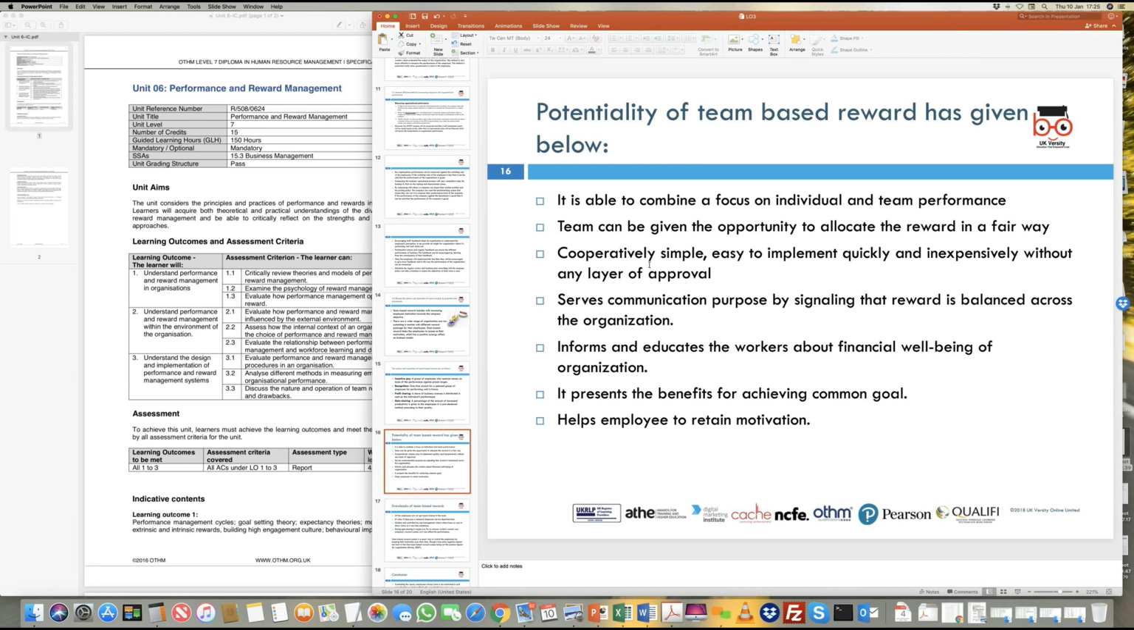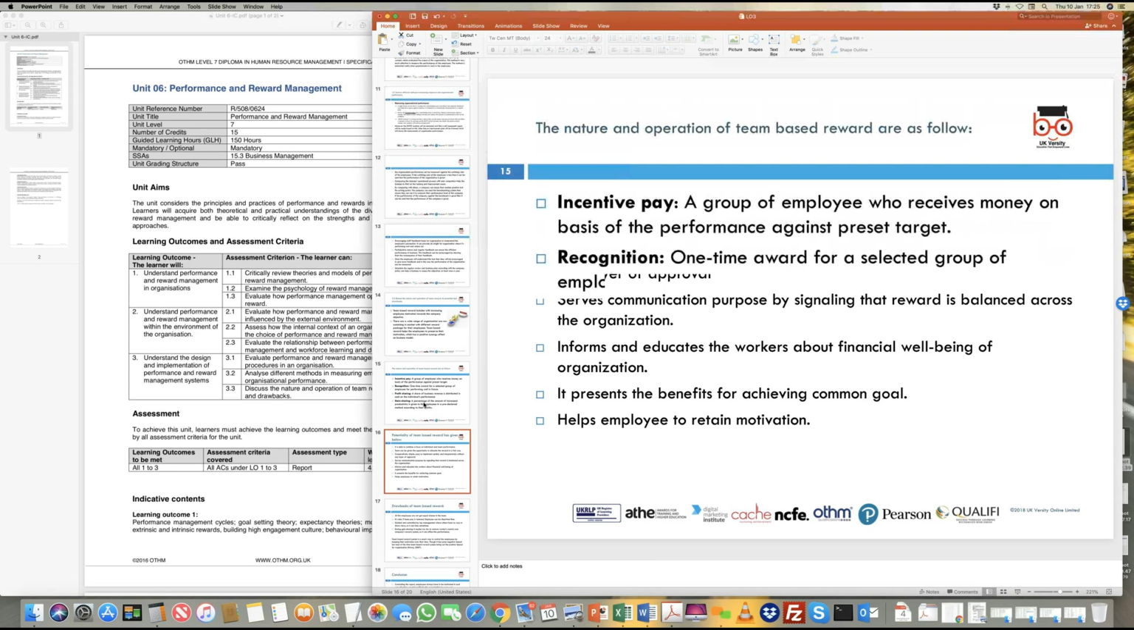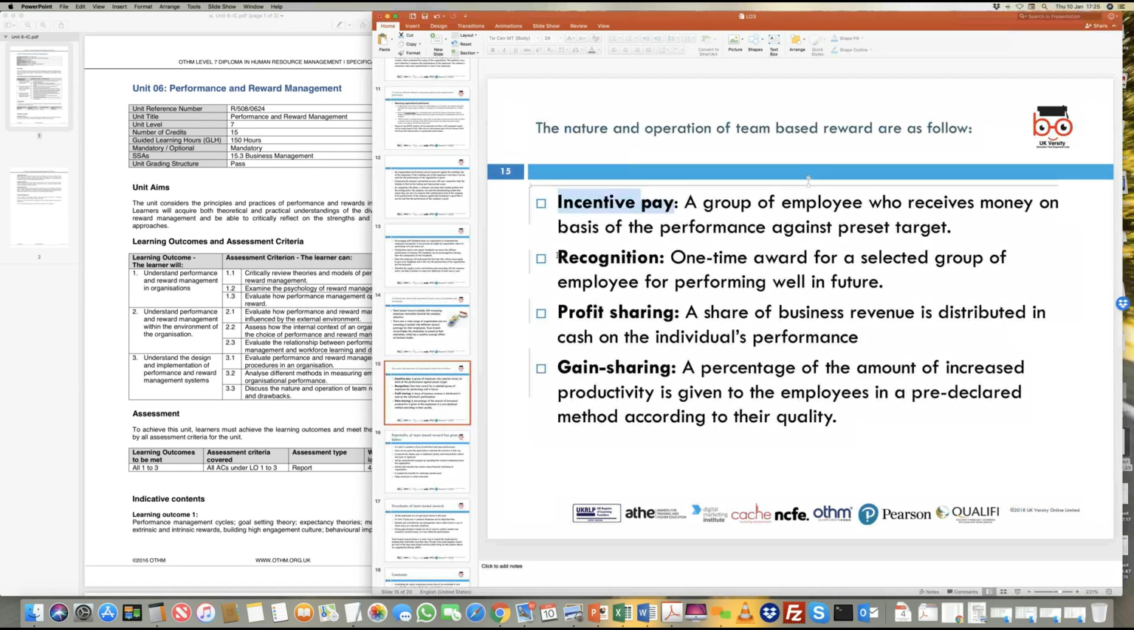Now, a team reward system can also be good, because it gives the team leader the opportunity to allocate rewards in a fair way. That is seen when we look at some of the components here. He might give incentive pay to everybody, but recognition and profit sharing might be given to individuals who have made the maximum contribution. Recognition could go to one individual within the team. They would say, okay, he's the hero of the team because he's the one who's performed the best, and he ends up getting the trophy.